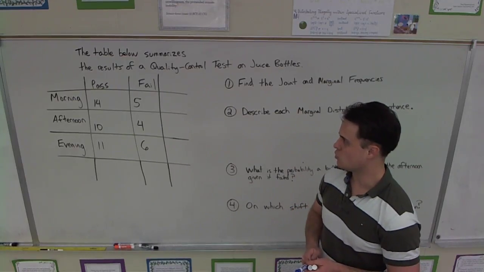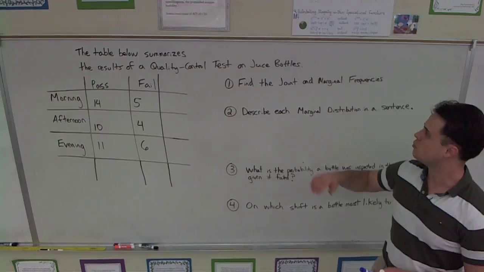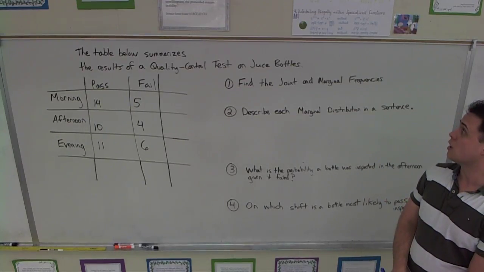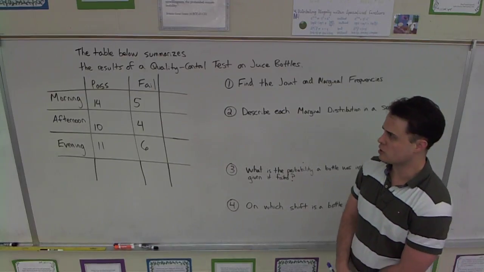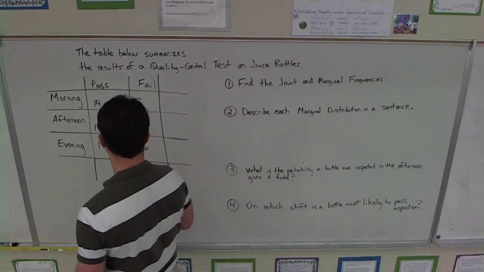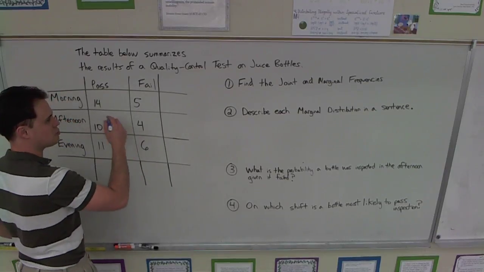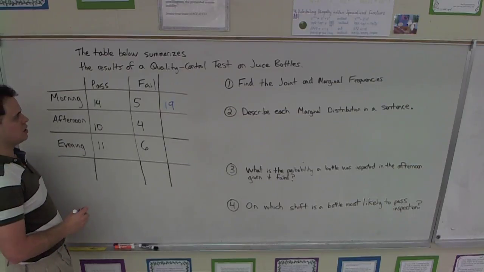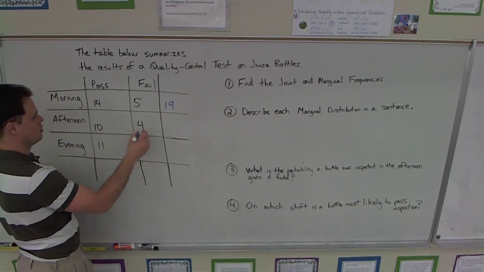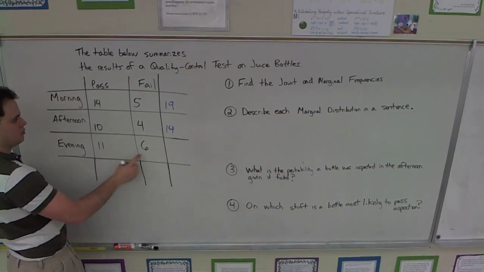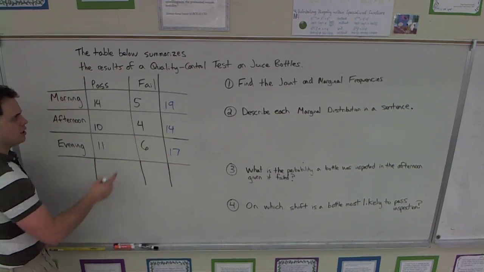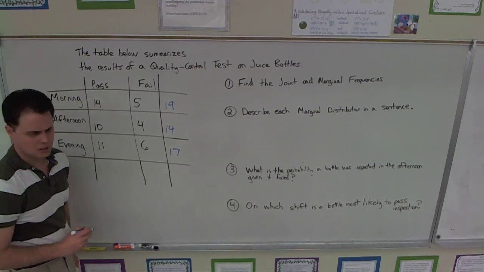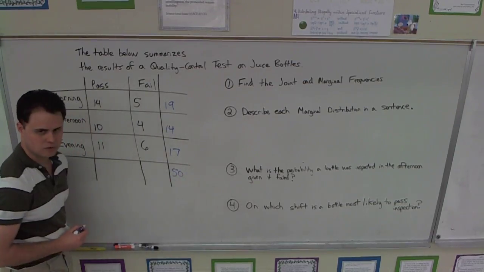Okay. So, the first thing we want to do is find the joint and the marginal probabilities, their frequencies. The first step to doing that is just finding the totals for each row and column. These are pretty small numbers, and you don't even really need a calculator. So I'm going to say there's 19 morning tests, 14 in the afternoon, 17 there. And now I can just add all these up and get the grand total down there, which was how many bottles? Is it 50 bottles of juice that were tested overall?